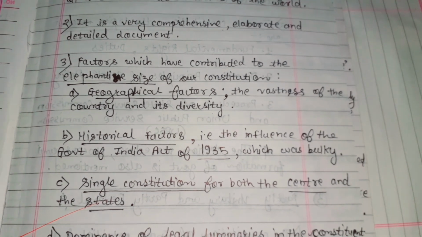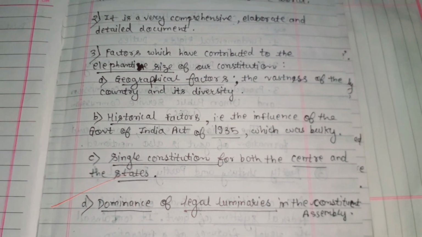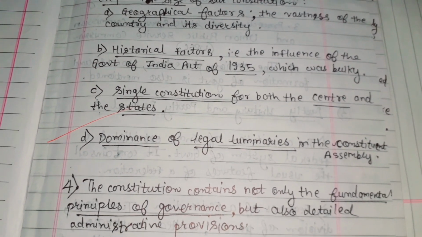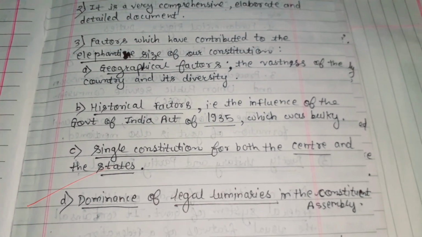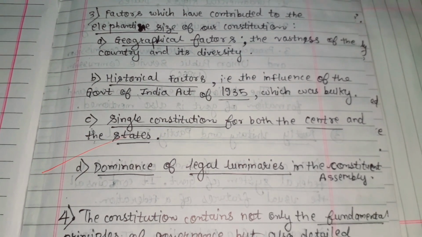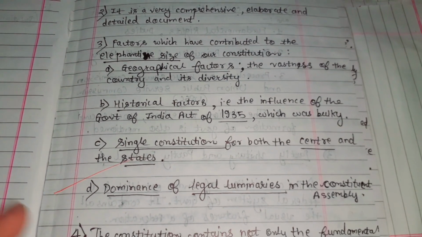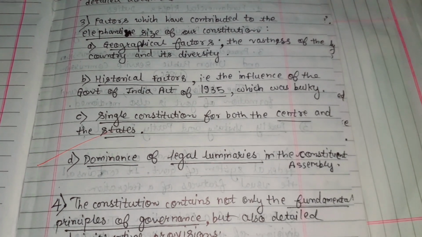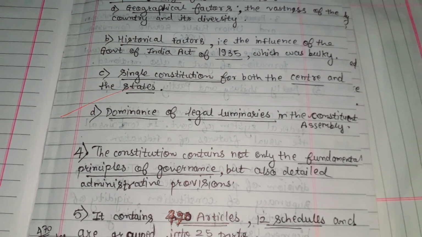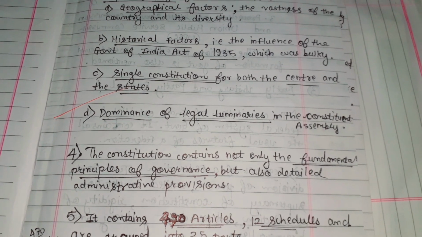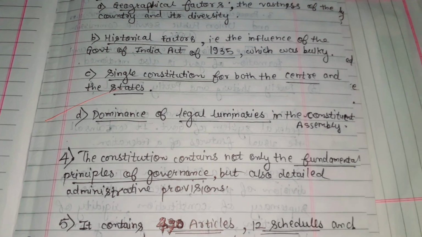Now the factors which have contributed to the elephantine size of our constitution, means the factors which have led to the comprehensive, elaborate and detailed document. Among that, first are the geographical factors, then historical, then a single constitution for both the center and the state. And there is a dominance of legal luminaries in the constituent assembly. And the constitution not only contains the fundamental principles of governance but also the detailed administrative provisions.